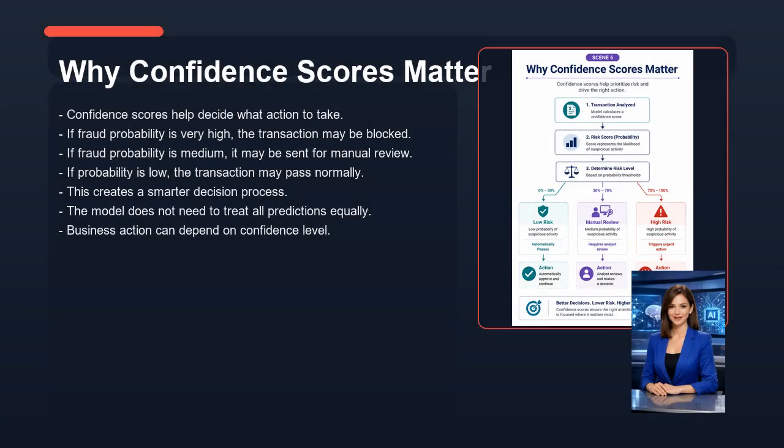Now let's look at why confidence scores matter. Confidence scores help decide what action to take. If fraud probability is very high, the transaction may be blocked. If fraud probability is medium, it may be sent for manual review. If probability is low, the transaction may pass normally. This creates a smarter decision process. The model does not need to treat all predictions equally. Business action can depend on confidence level.